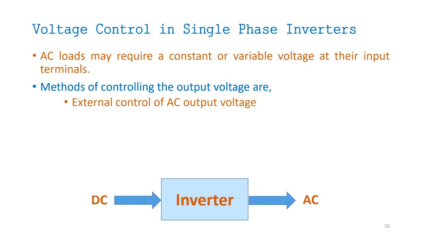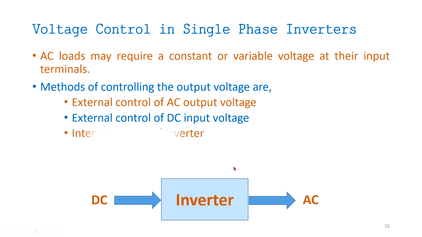external control of the AC voltage. We just connect something here which will control or regulate the output voltage. Or, if we need something over here, we just modify this DC externally without touching the inverter. And the third thing is the internal control of the inverter. So we have three methods.